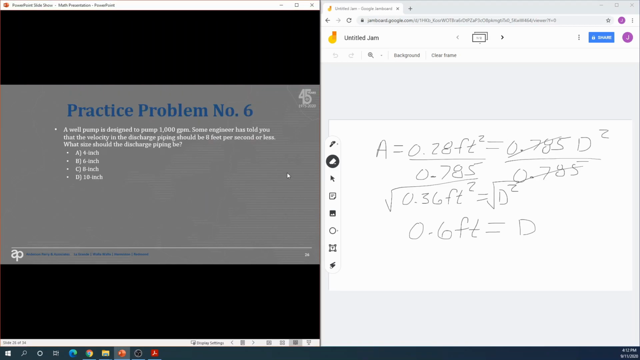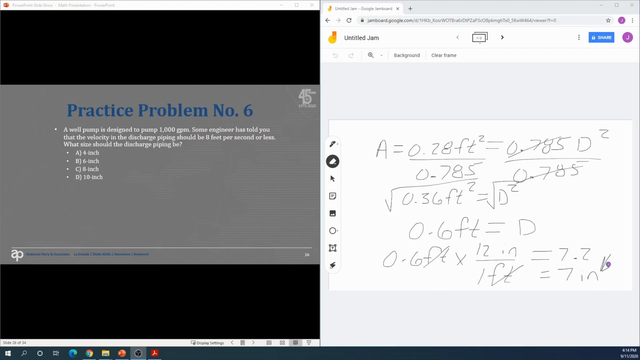But again, we have to convert this into inches. So we have 0.6 feet times 12 inches. There's 1 foot. Feet cancel feet. Left with inches. 0.6 times 12 is equal to 7.2. Round that, it's going to be equal to 7 inches. So we know our pipe diameter has to be at least 7 inches in diameter.